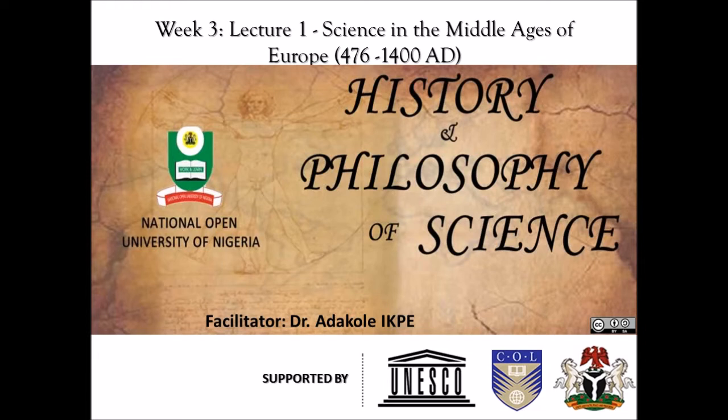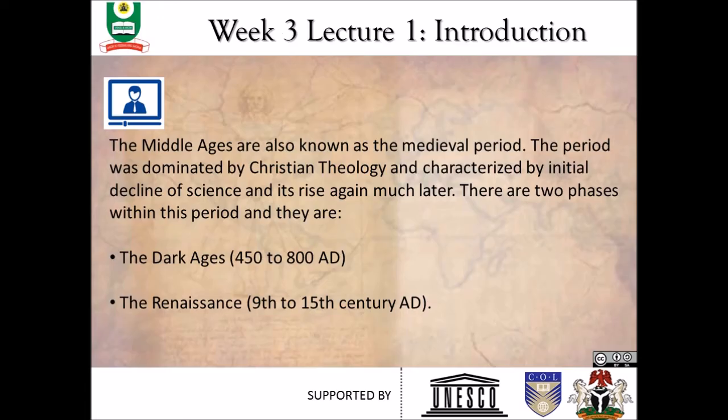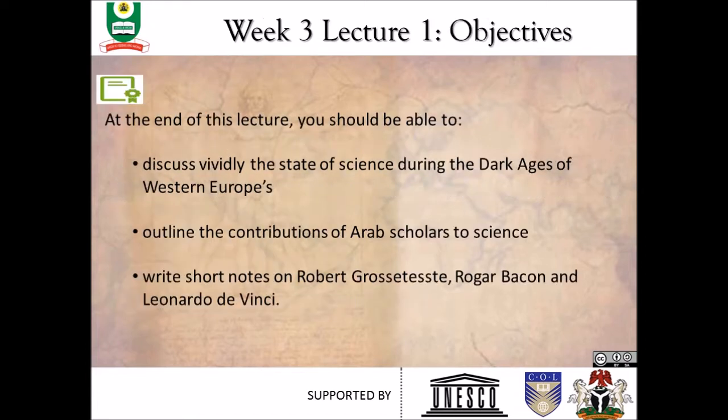In this week, we shall be looking into science in the Middle Ages of Europe and the rise of modern science. These are divided into two lessons accordingly. The Middle Ages are also known as the medieval period. The period was dominated by Christian theology and characterized by an initial decline of science and its rise again much later. There are two phases within this period: the Dark Ages between 450 to 800 AD and the Renaissance period, which is between the 9th to the 15th century AD.